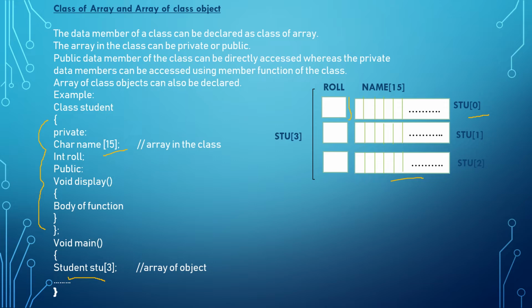Now we will see with the program how it will work. This example is for taking 3 roll numbers and names. We can use this. Now let's see with the example.